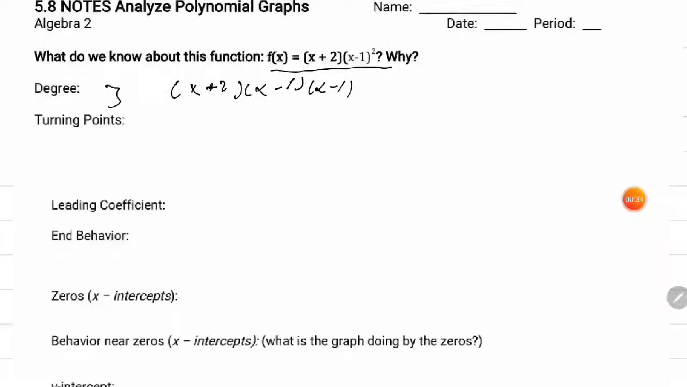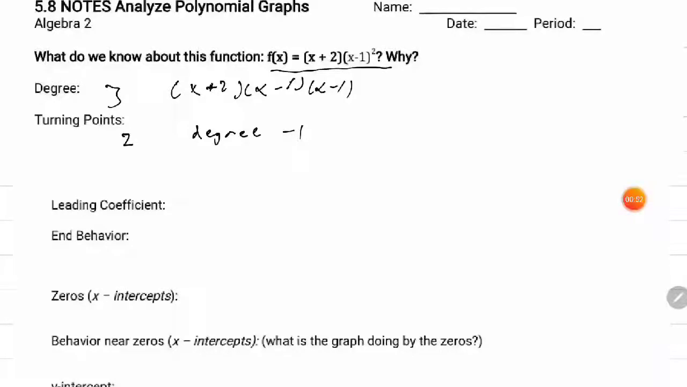This is a new concept that I haven't taught in my class yet. Turning points. That is 2 because that is just the degree minus 1. So in order to figure out the turning points, you just take the degree and then minus 1.